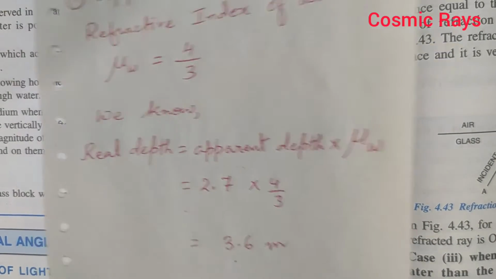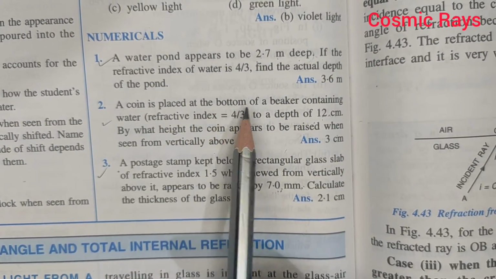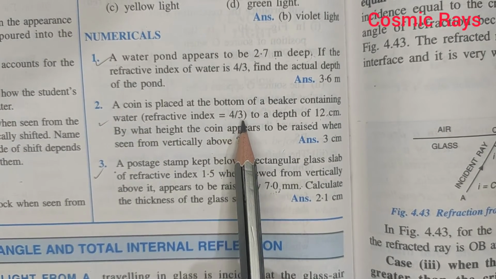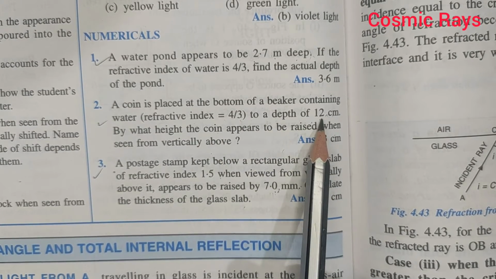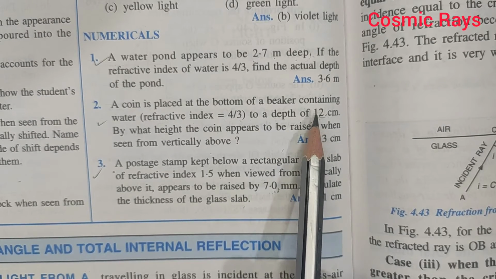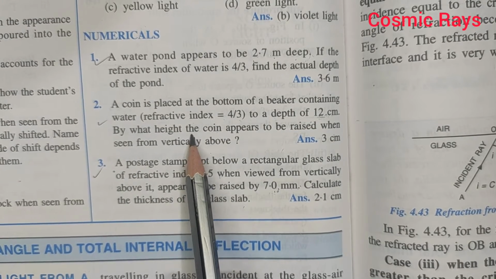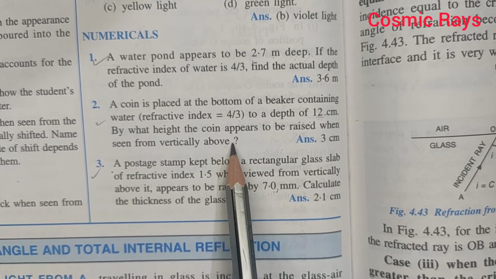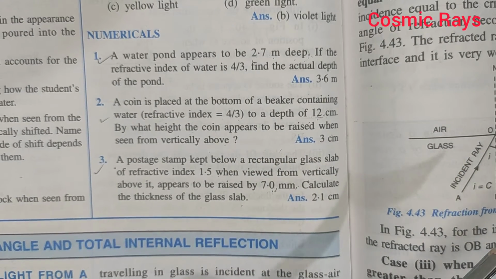That is the answer. Now the second question says a coin is placed at the bottom of a beaker containing water. So refractive index of water is 4/3. This is the value of mu W. To a depth of 12 centimeter. Now this is the real depth at which the coin is placed. By what height the coin appears to be raised when seen from vertically above? That means we have to find out the shift or the apparent depth.